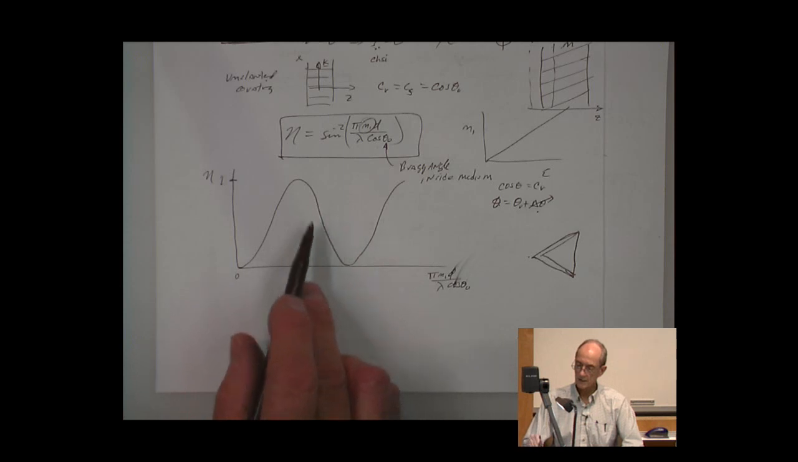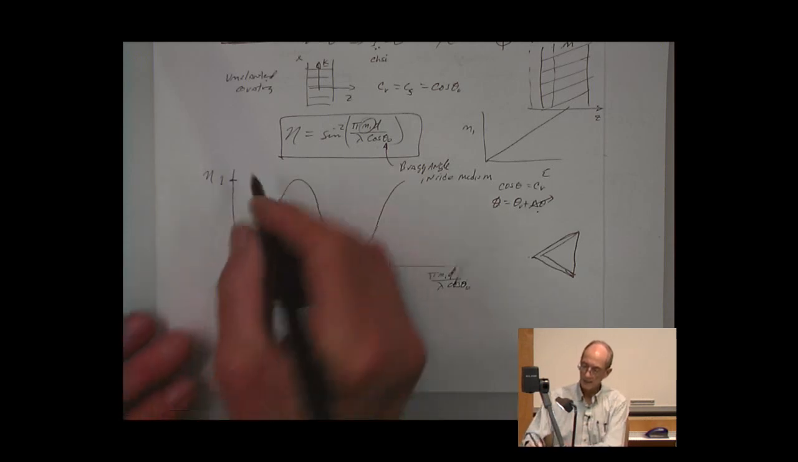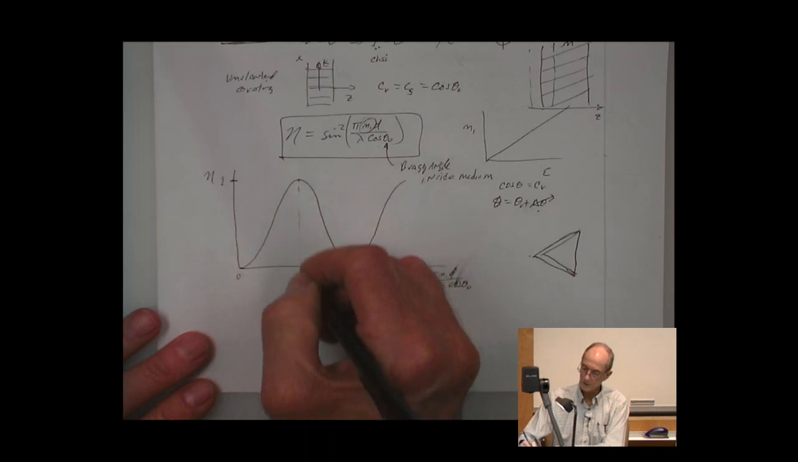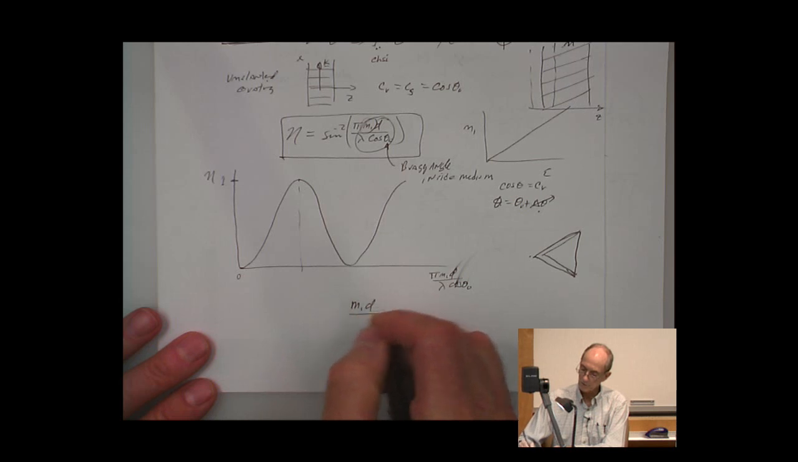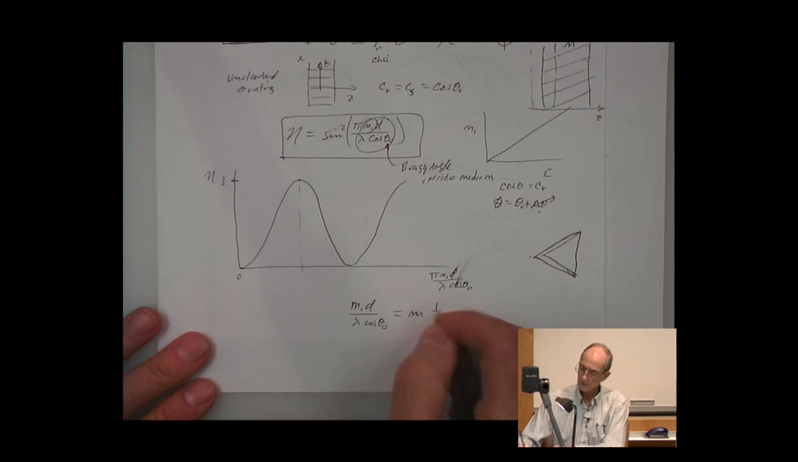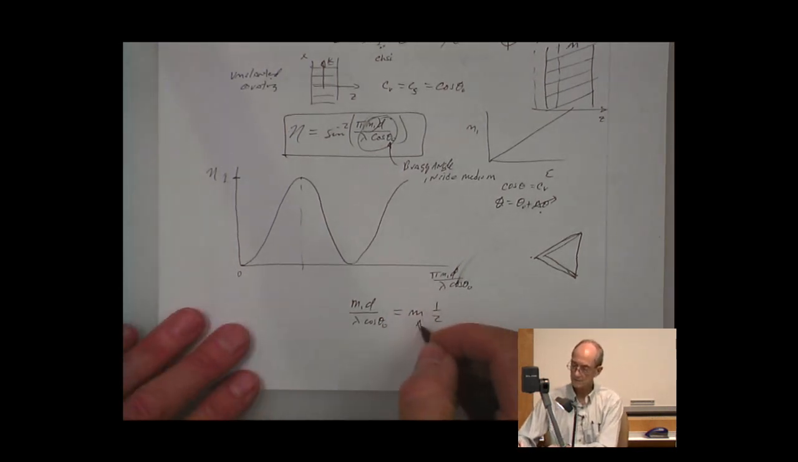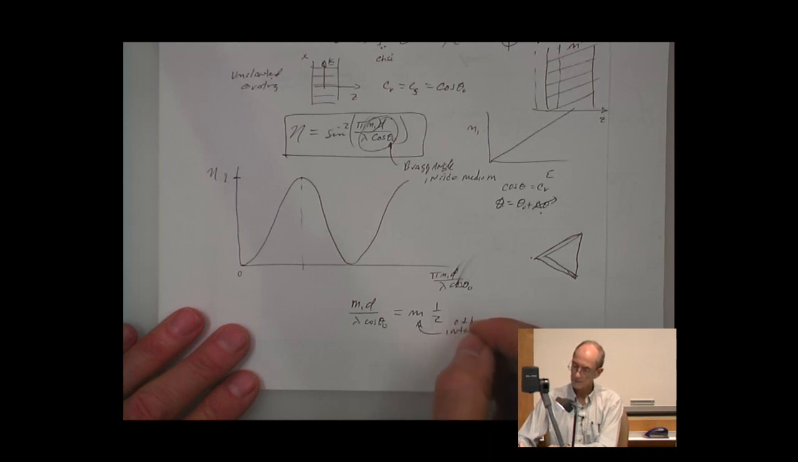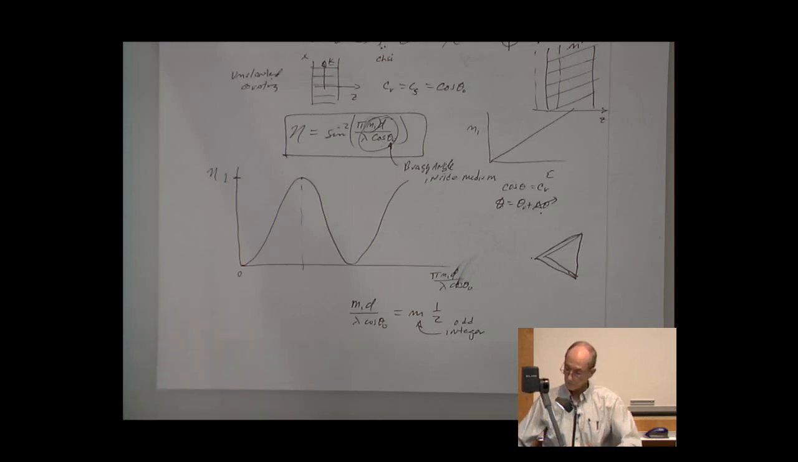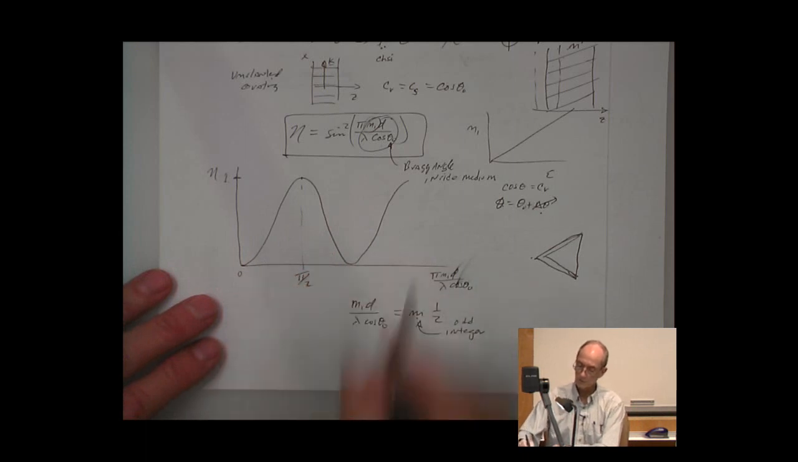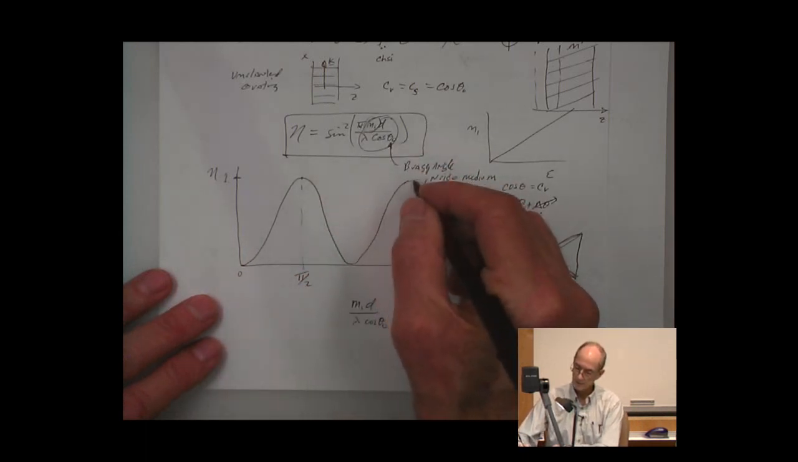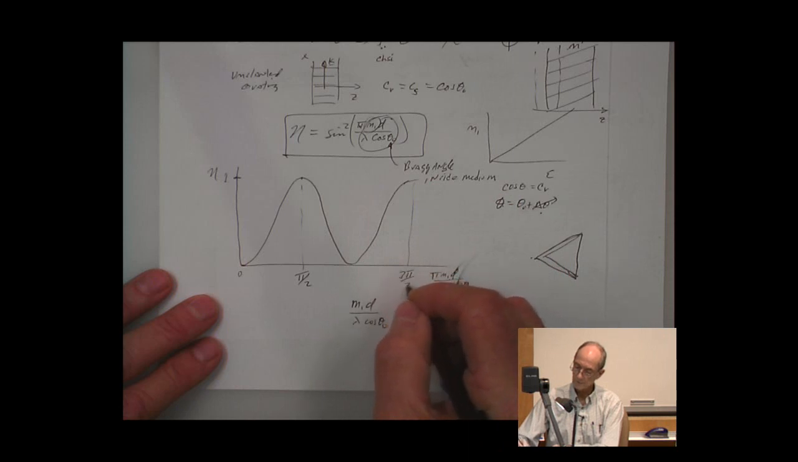Okay, but this is a very important result, and the peak occurs right when n1d over lambda cos theta 0 is equal to m times 1/2, where m is an odd integer. All right, so when this is 1/2, you'll have a peak, this first peak. So this then is pi over 2, right, because you have a pi in there. And then this second peak occurs when this is 3 pi over 2.